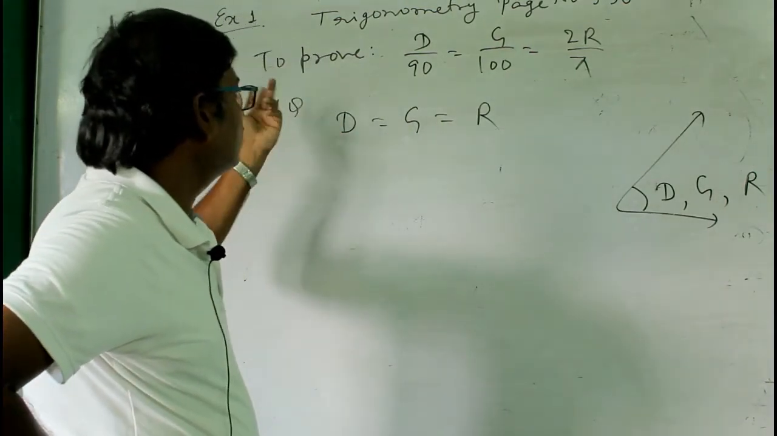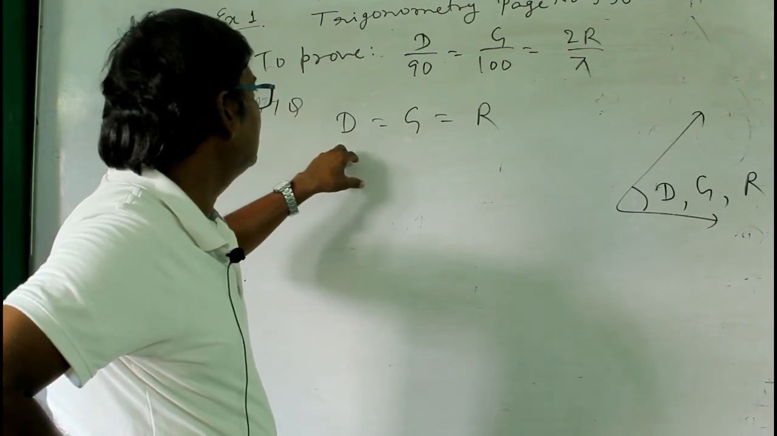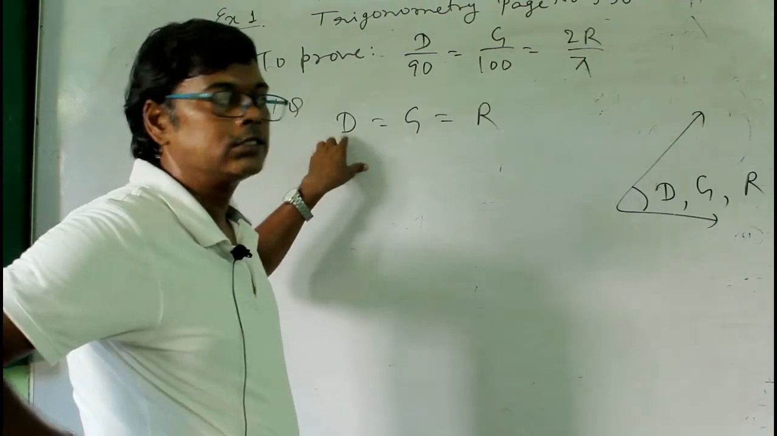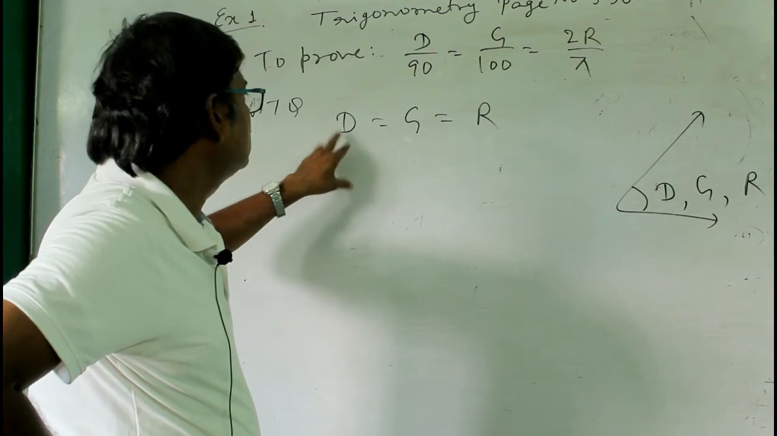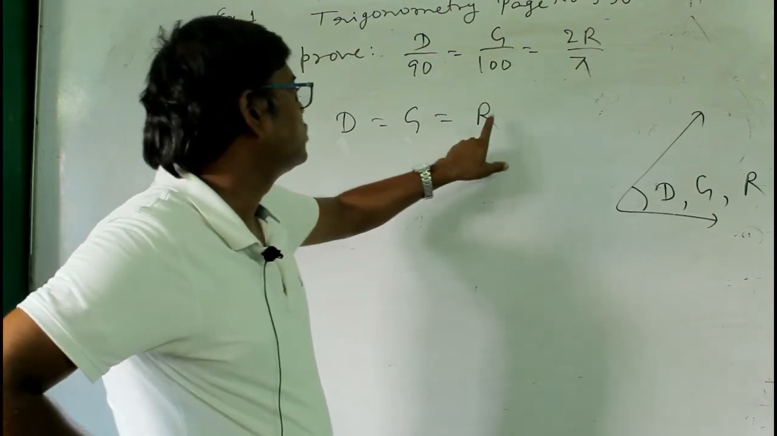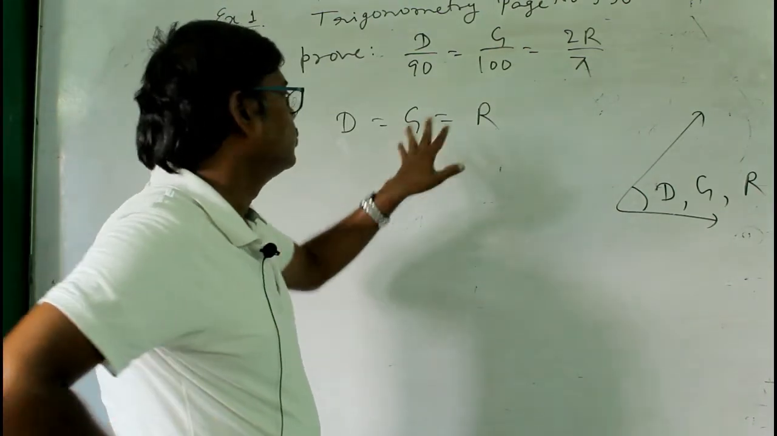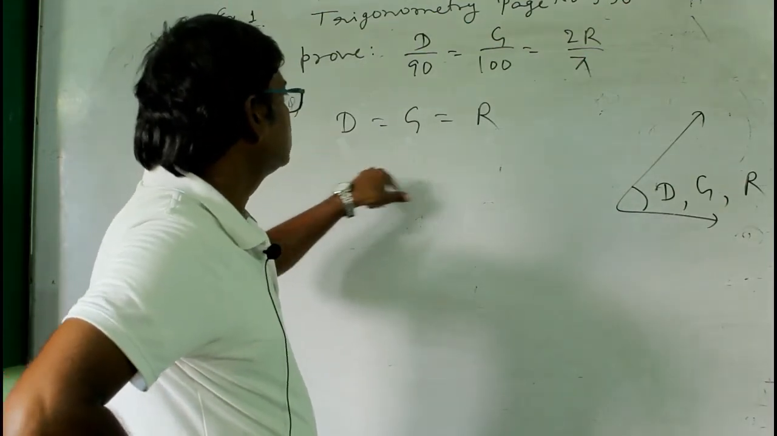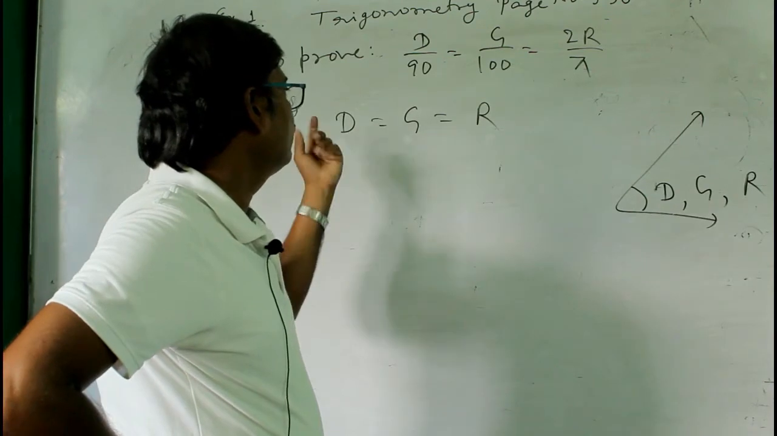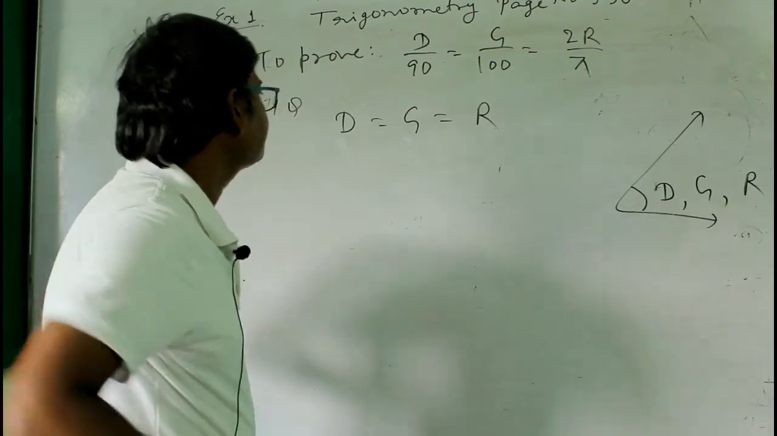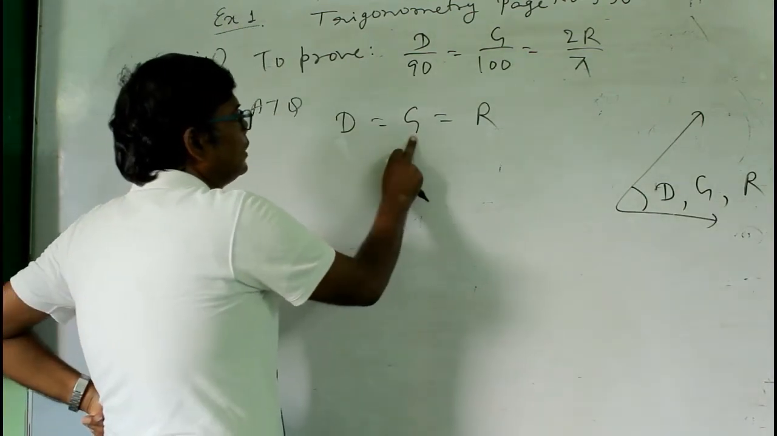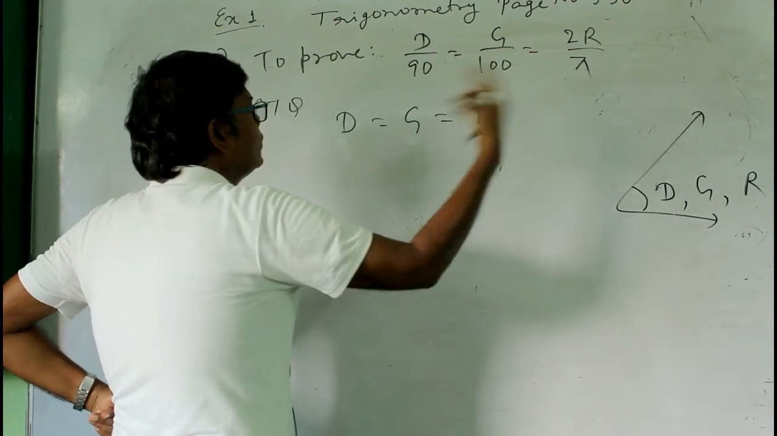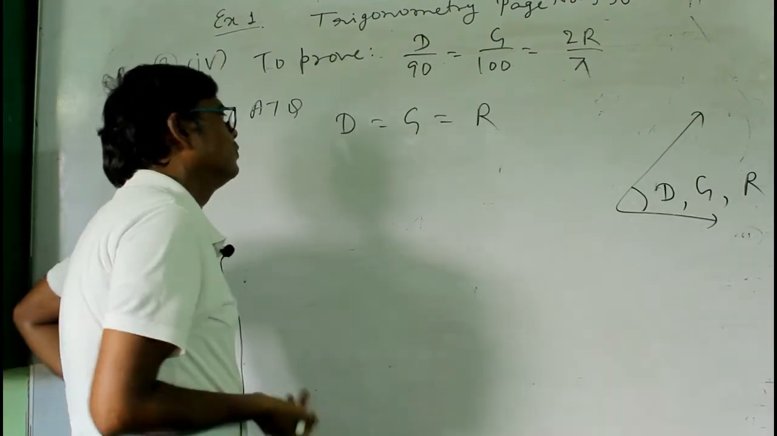Now convert this degree into grade, and also this into grade. Convert any two to the same unit. Like if you convert this into grade and this into grade, or you can also convert this grade and this radian into degree. Then in this way you will get the answer.